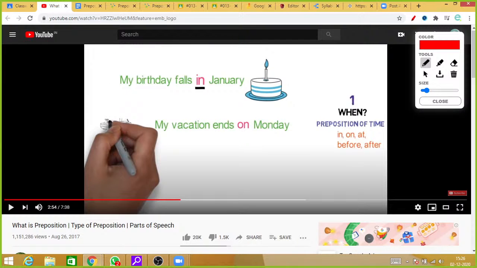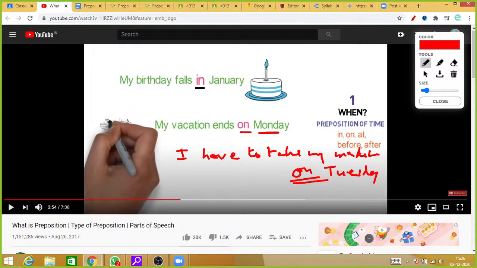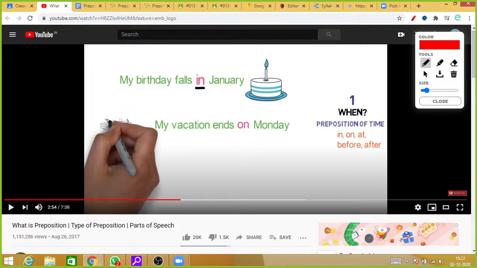Like, for example, he has said, my vacation ends on Monday. So Monday is a day. Similarly, somebody else make a sentence. Raise your hand, children. Who wants to? Yes, I have to take my medicines on Tuesday. So, on becomes a preposition of time here. Now, if we have to use a date, who will make a sentence? Come on, Yagini, Tanzin, Aditya, Aman, Rasik, Norbu, anybody can. Yes, tell me.